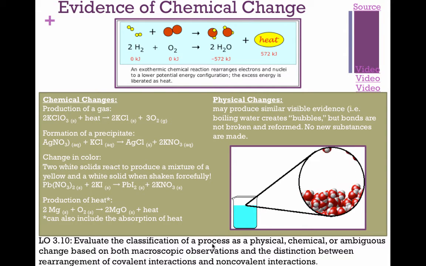Okay, you form a precipitate. Maybe you change color. Okay, if you add lead(II) nitrate and potassium iodide, you get a yellow solid. Lead iodide is yellow. Or production of heat, or maybe the absorption of heat also is how you can tell that a chemical change has occurred.